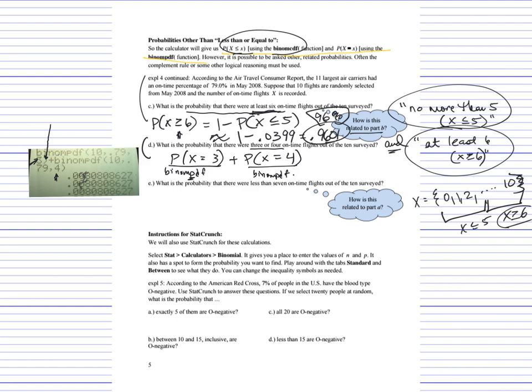I also hit enter a couple times because I have those broken pixels on my calculator, so it was hard to read those. But there's my answer. Looks like about, use your approximately equal signs, remember, 0.008, which notice is 0.8%. So 0.8%, less than 1% of those samples will have 3 or 4 on-time flights.